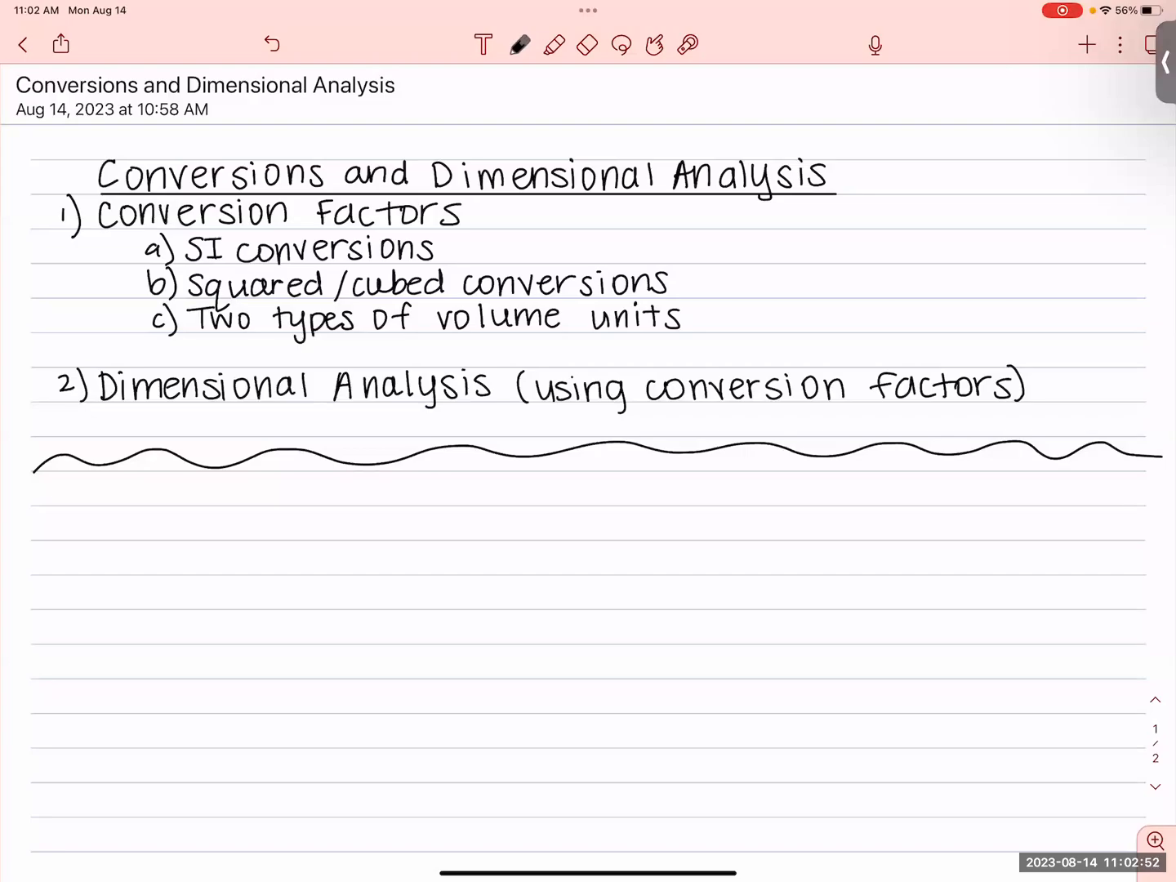So in this video, we're going to talk about conversion factors and dimensional analysis. I'm going to go over how to create conversions using the SI prefixes that you've learned, how to deal with squared and cubed conversions, and then two types of volume units that we will need to know a conversion between. And then we'll use the conversion factors in simple dimensional analysis problems.